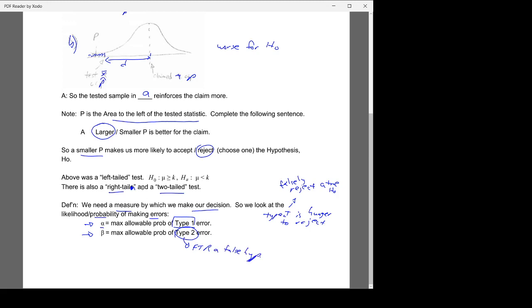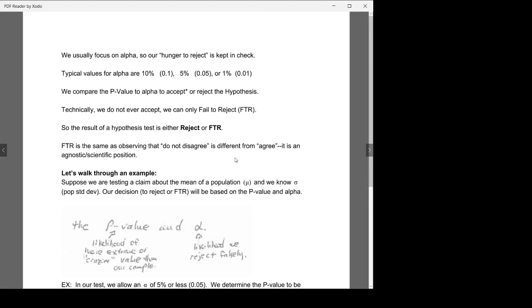So you can make your decision on whether to accept or reject this hypothesis based on how much the probability of error is, or your tolerance. So alpha is the maximum allowable probability of type 1, and beta is the maximum allowable probability of type 2. Let's move on a little bit. So you usually focus on alpha, because that's the most common error to make. And our typical values for alpha would be maybe 10%, or 5%, or 1%. So often you'll see 0.1, 0.05, or 0.01.